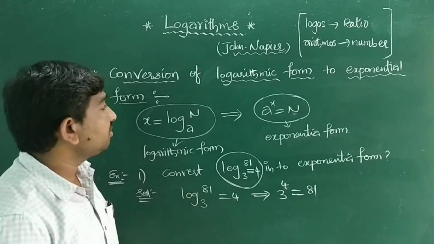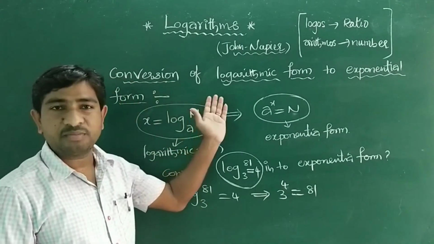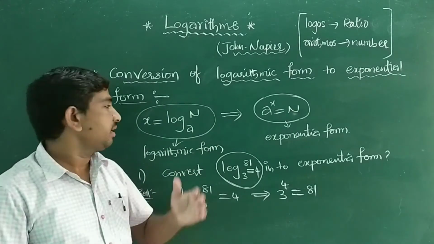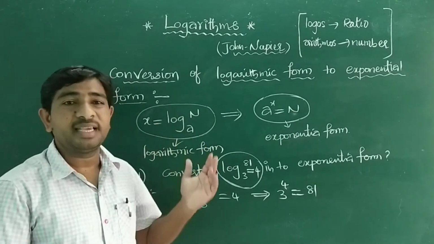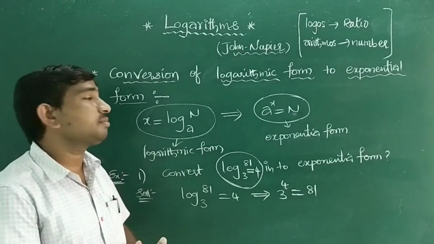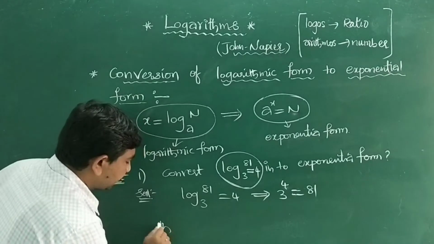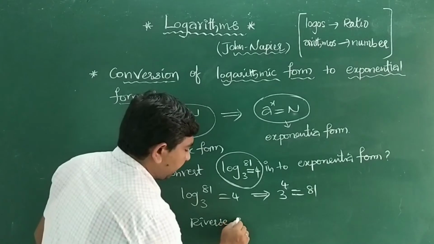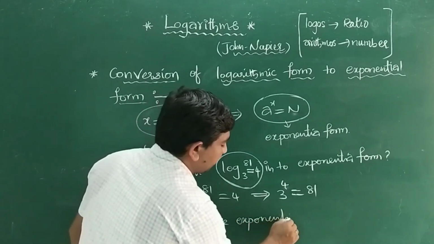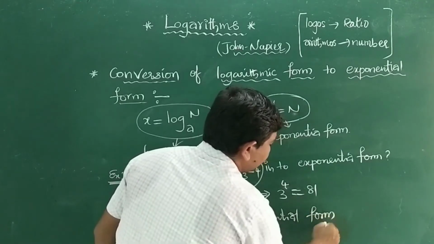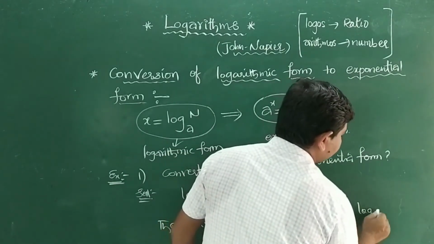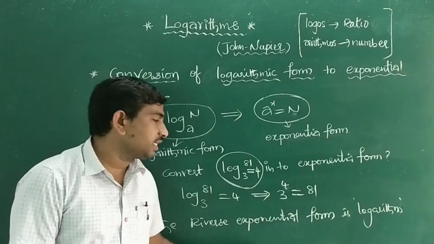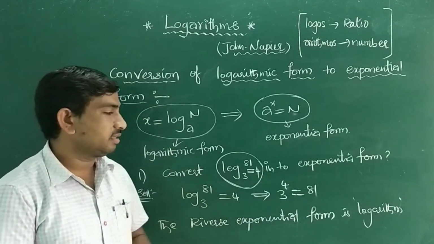If you observe, the conversion from exponential form to logarithmic form, as well as logarithmic form to exponential form, both are very easy. So we can say that logarithms are the reverse of exponential forms. This is the most important thing you have to observe: the reverse of the exponential form is the logarithmic form.